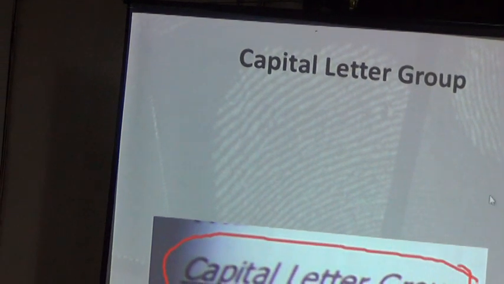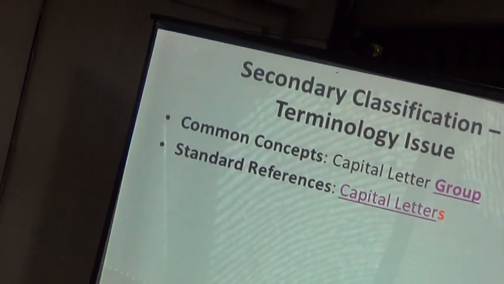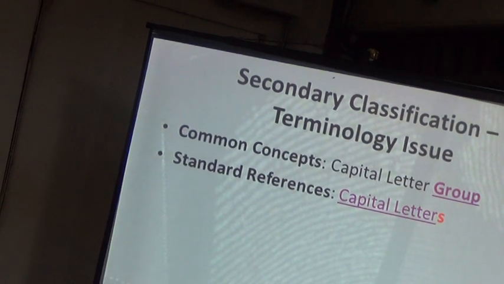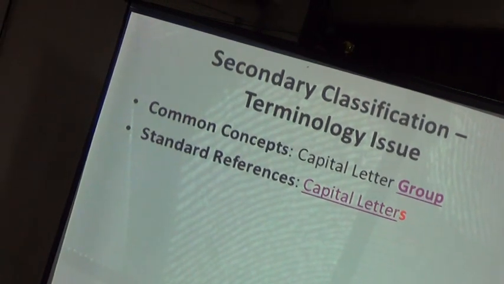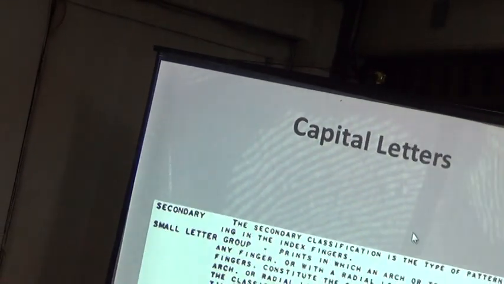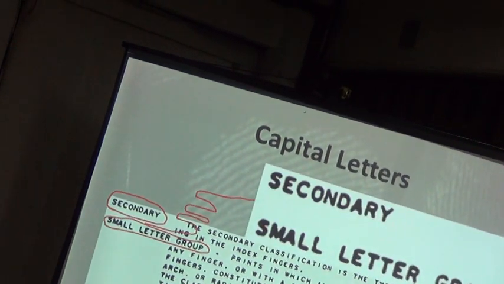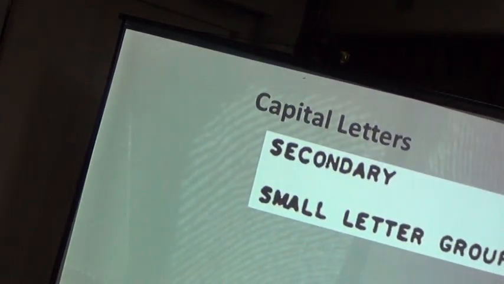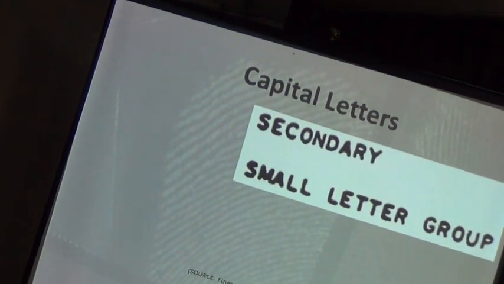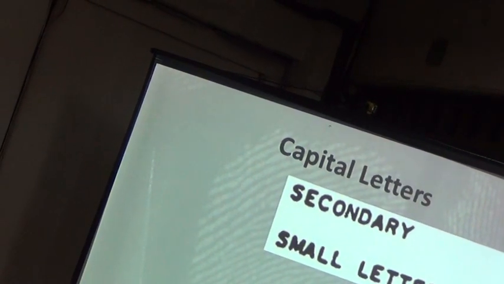But our question is, is there such a thing in the standard? In the standard, there was no mention of capital letter group. Only capital letter. Let us look. Enlarge the design. See? Secondary and small letter group. Obviously, we added something. That is one of the problems that we have right now. We added something. Please continue.